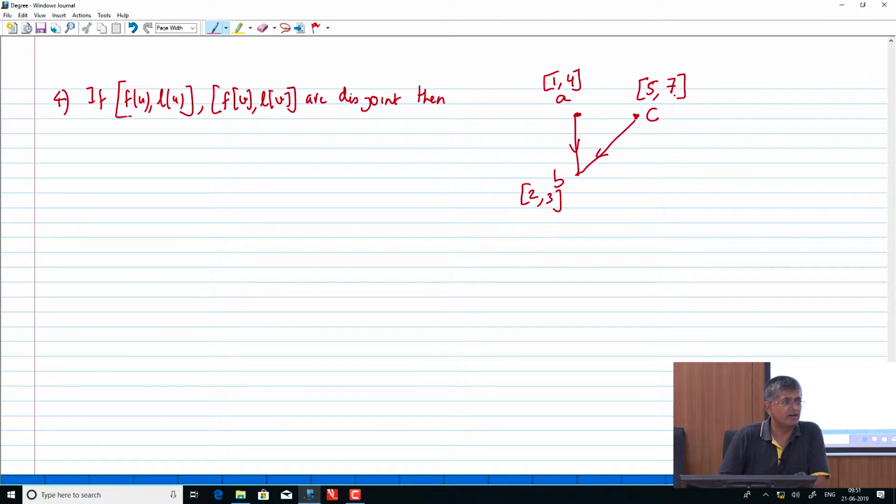You can see 2, 3 and 5, 7 are disjoint, right? But there is a path between 5, 7 to 2, 3. So what you can say is that they don't have a common ancestor.